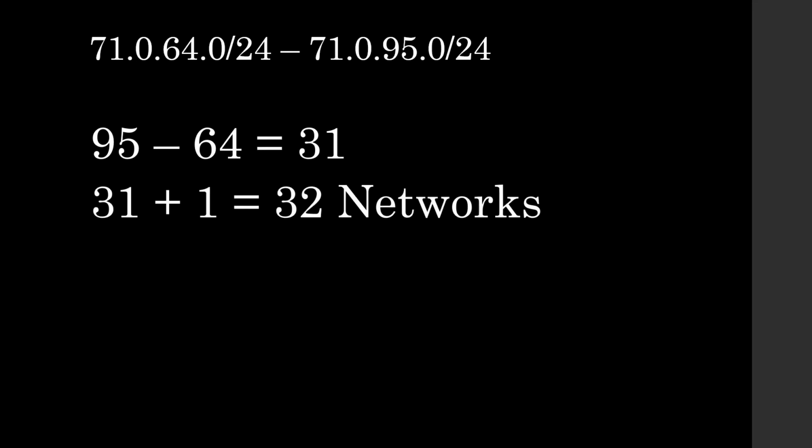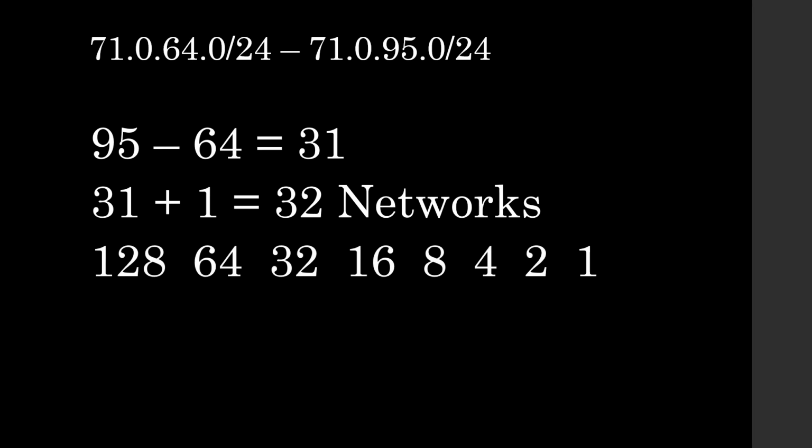For our second example, we have a network range of 71.0.64.0 up to 71.0.95.0. We have to determine the number of networks, which is 95 minus 64, which gives us 31. And then again, we have to add 1, which results in 32 networks.